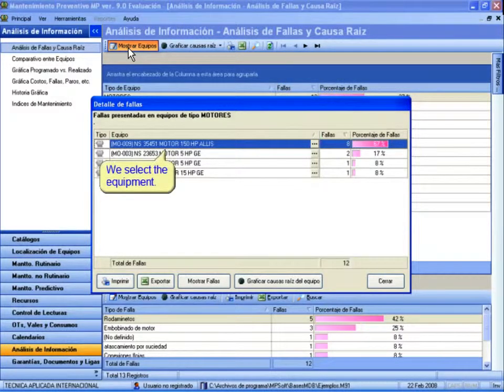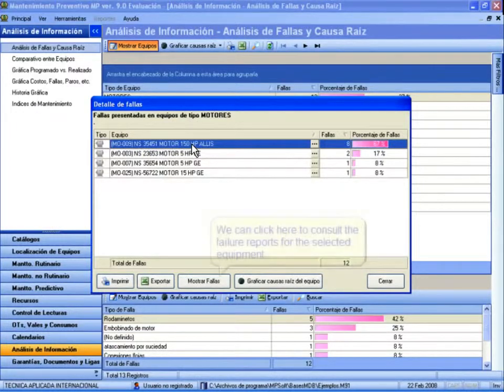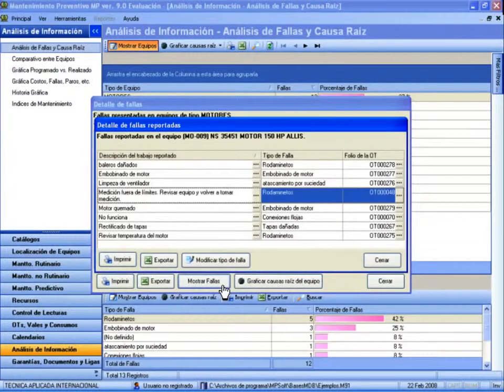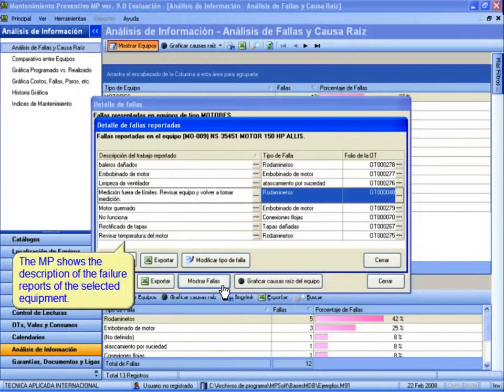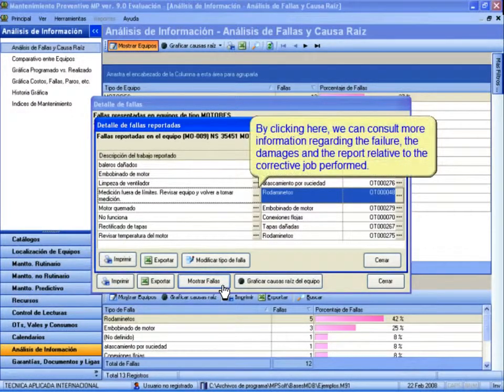We select the equipment. We can click here to consult the failure reports for the selected equipment. The MP shows the description of the failure reports of the selected equipment. By clicking here, we can consult more information regarding the failure, the damages and the report relative to the corrective job performed.